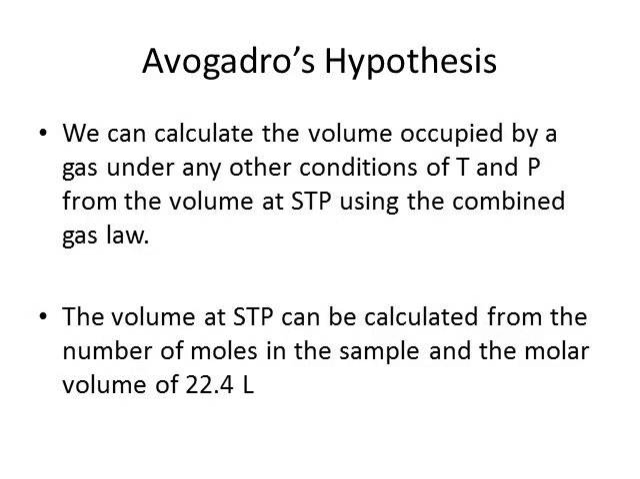So we can calculate the volume occupied by a gas under any other conditions of temperature and pressure from the volume at standard temperature and pressure using our combined gas law. The volume at STP can be calculated from the number of moles. So now we can use the amount in the sample and convert it to volume. So we have a molar volume, 22.4 liters.